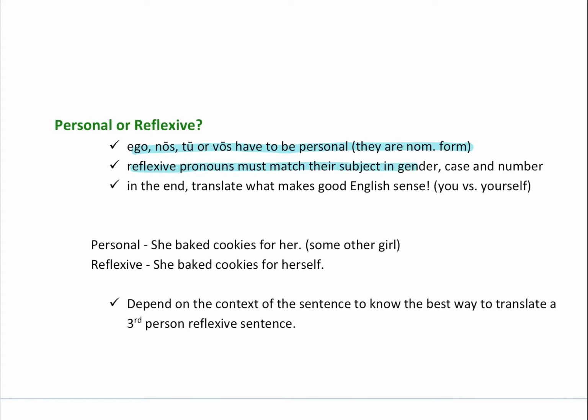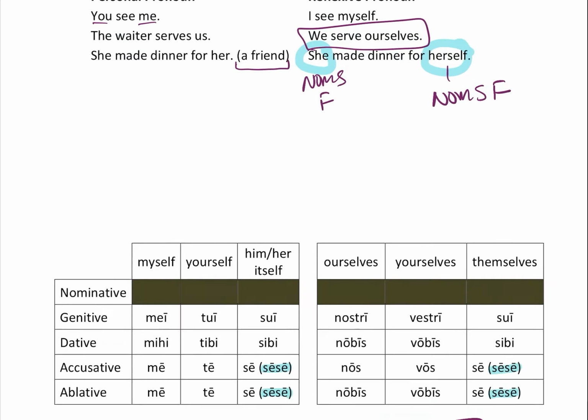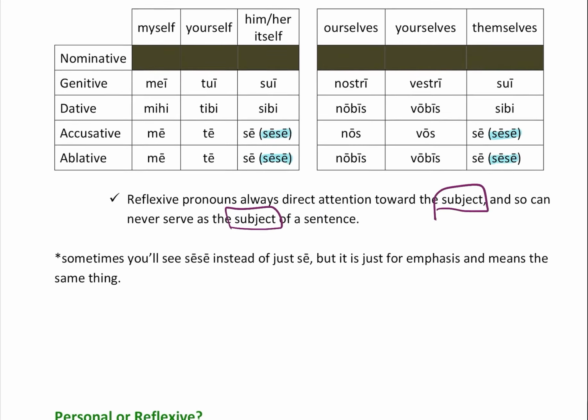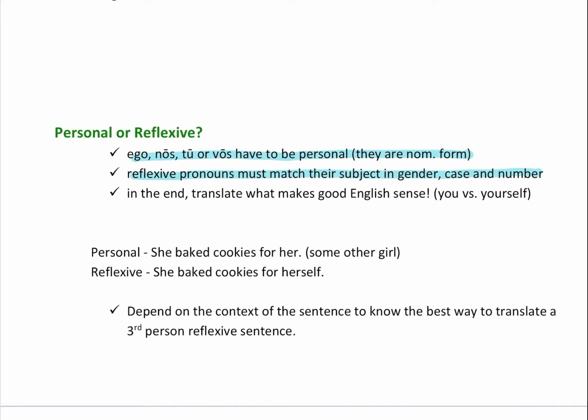Reflexive pronouns must match their subject in gender, case, and number. Why? Because she and herself are the same. They reflect back, so this right here would be nominative singular feminine, and this one would be nominative singular feminine. So one of the things you can look for is, does it match the subject? Or the word that it is the subject for replaces, right?